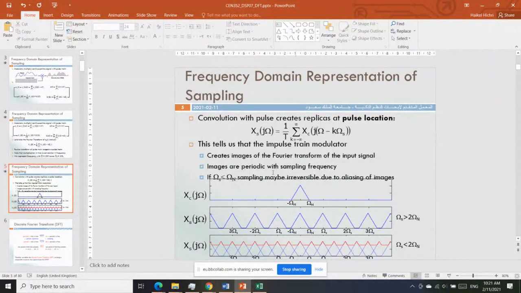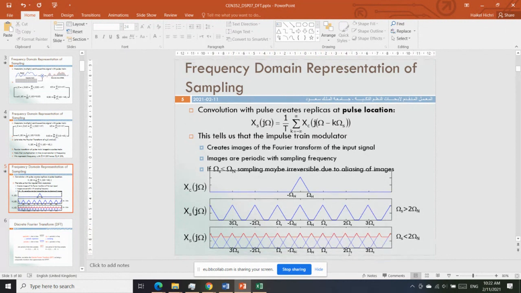هذه نتيجة السامبلينج. So this tells us that the impulse train modulator creates images of the Fourier transform of the input signal. So هذا Fourier transform of the input signal. والسامبلينج يخليه ينعاد every omega s, يعيد نفسه. طبعا إذا كان الديستنس ما بين omega s, يعني إذا كان الاوميجا s صغيرة, اللي كانت distance اقل من دبل اوميجا ان، شو يصير هنا تداخل اللي هو الاليسين اللي نحكي عنه. So that's why الاوميجا اس لازم يكون كبير، لازم يكون اكبر من دبل اوميجا ان عشان تبعد هذا عن بعض. اذا كان اصغر يتداخلون في بعض، اذا تداخلوا في بعض هذا يصير اليسين.